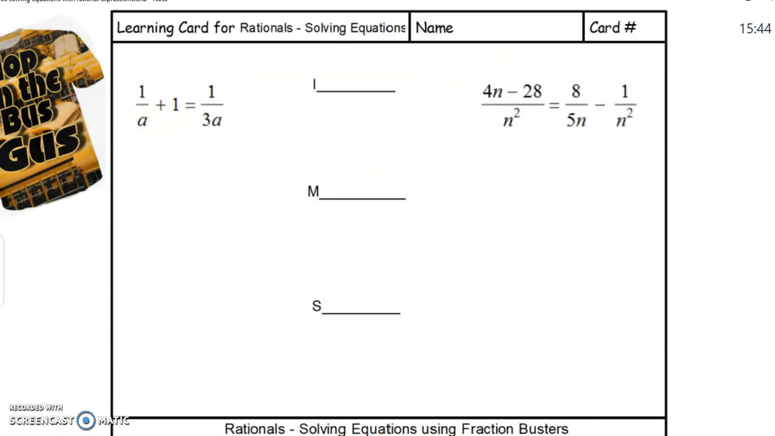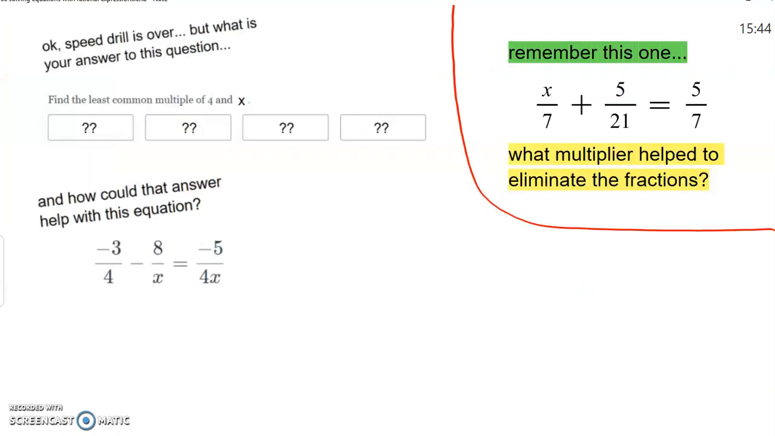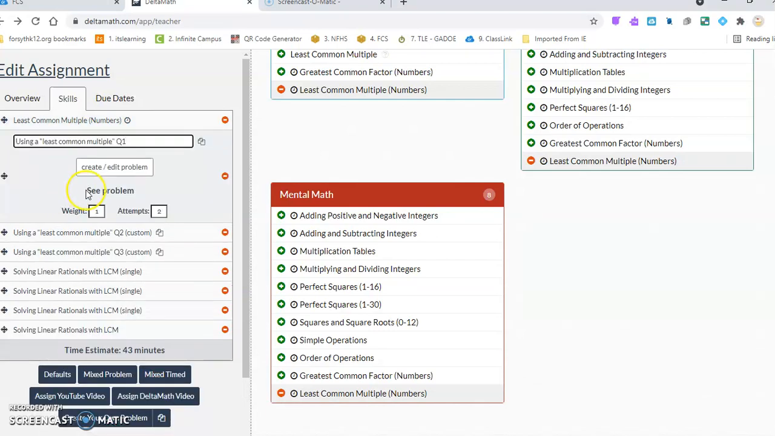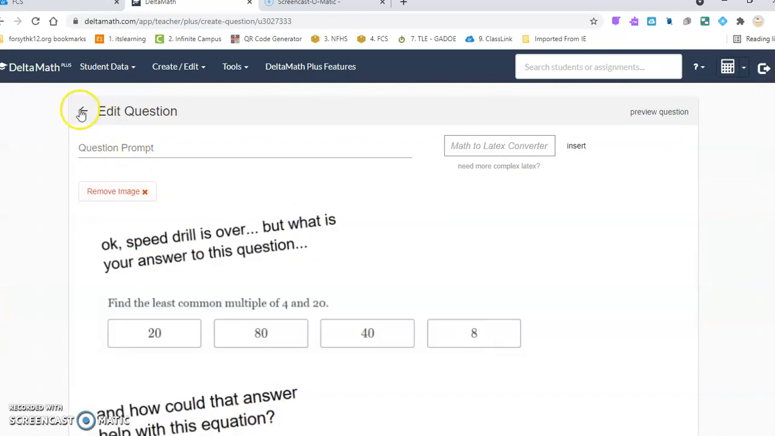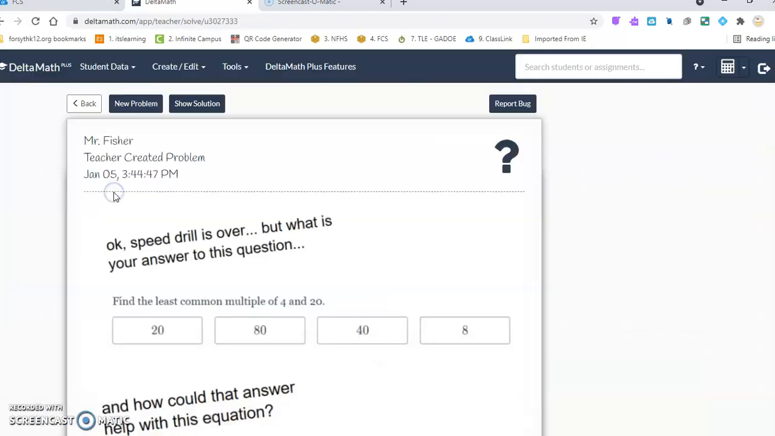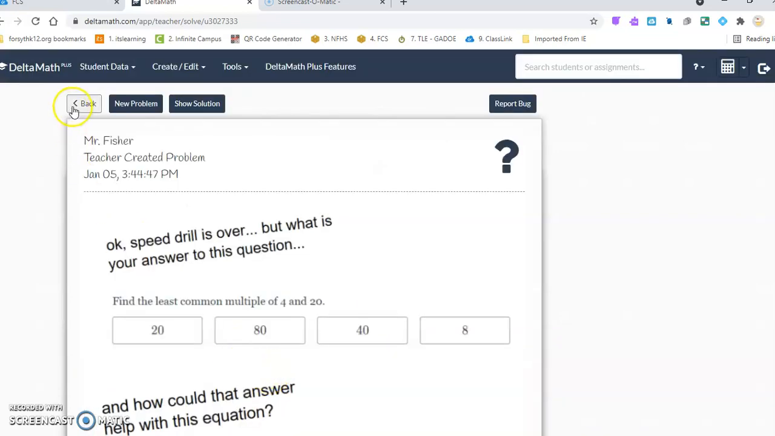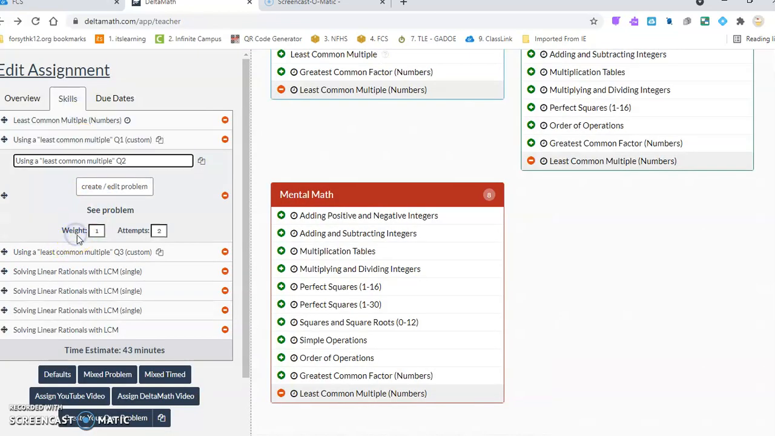All right, pause it and give it a shot on delta math. I'm going to pop over there to delta math and see what you guys are doing. That first problem. It is that exact question, but instead of you giving me an answer, I'm asking you to use some of this logic over here. What do I do to each term with the least common multiple so that I can do what? Get rid of the fraction. Okay, so little thinking questions there.